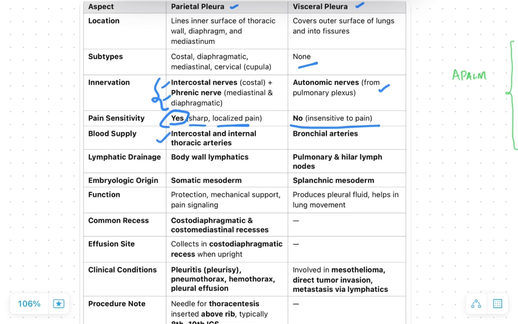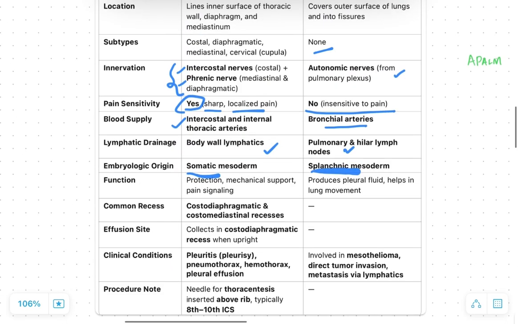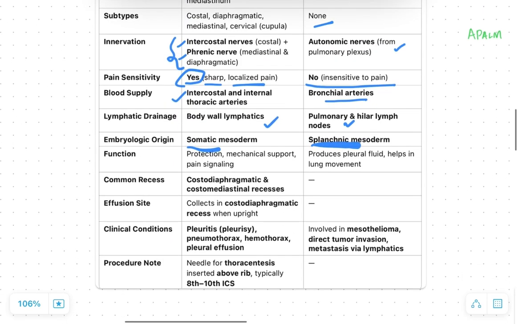Blood supply is by the intercostal and internal thoracic arteries for the parietal pleura, and bronchial arteries for the visceral pleura. Lymphatic drainage is to the body wall lymphatics for the parietal pleura, and pulmonary and hilar lymph nodes for the visceral pleura. Embryonic origin is somatic mesoderm for the parietal pleura and splanchnic mesoderm for the visceral pleura. So why is the parietal pleura important? Because it helps in protection, mechanical support and pain signaling. The visceral pleura produces the pleural fluid and helps in lung movements.